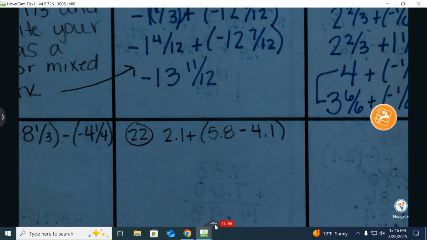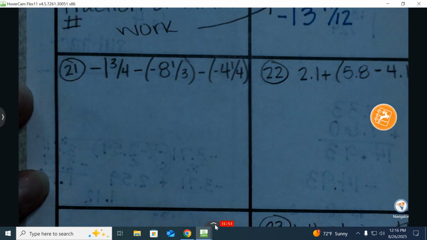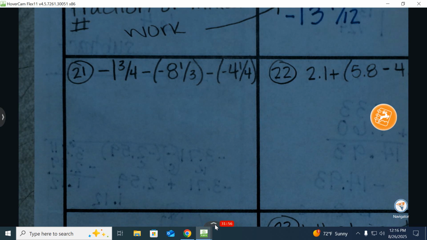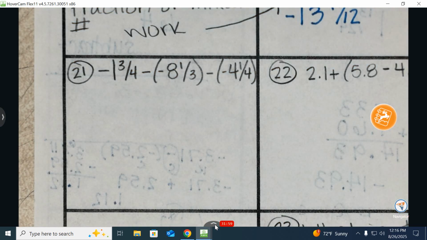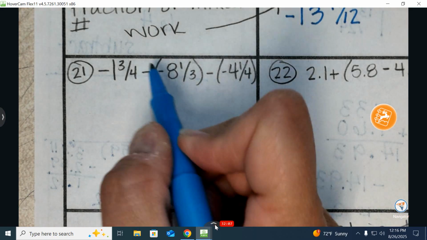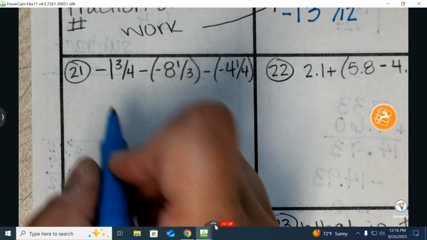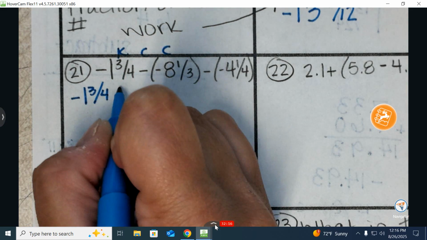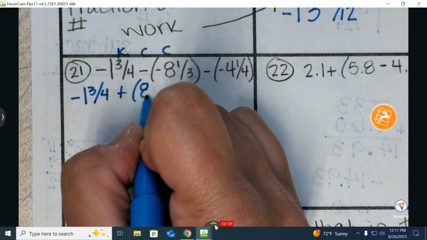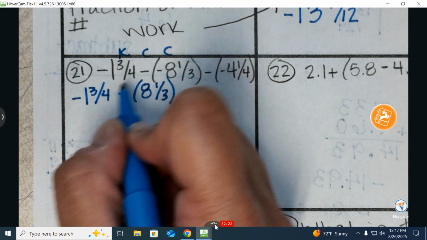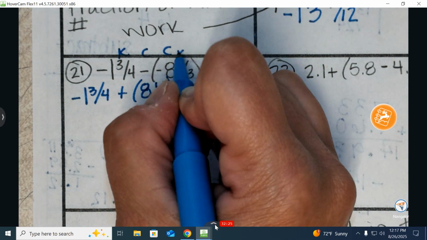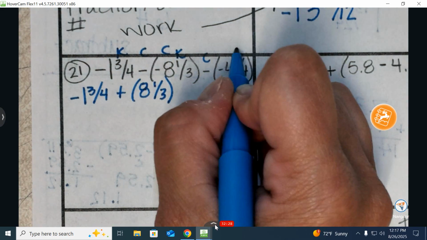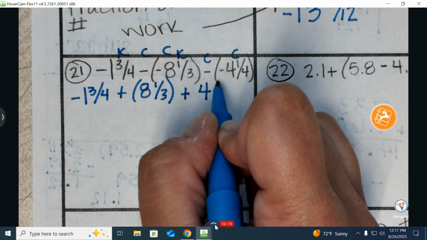Okay? Go ahead and do number 21. It's subtraction, so you need to do the keep, change, change. So keep, change, change. Negative 1 3/4 plus 8 1/3. I did keep, change, change. So I'm going to keep it now. It's positive 8 1/3. Change, change. So plus 4 1/4.